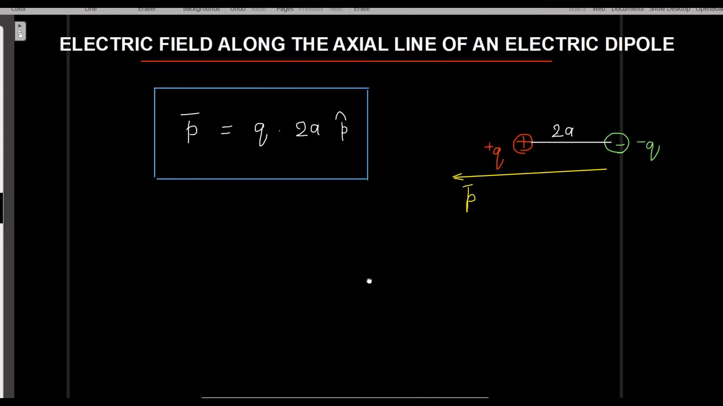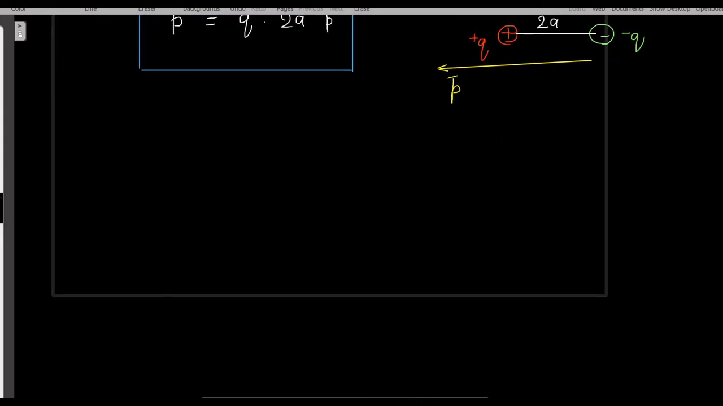Now let us see what is the electric field produced by this dipole when it is placed in vacuum medium. Once again I just draw. So a positive charge plus q and a negative charge minus q, and these two charges are separated by a distance 2a. 2a is the distance. Let this be the middle point of the dipole.